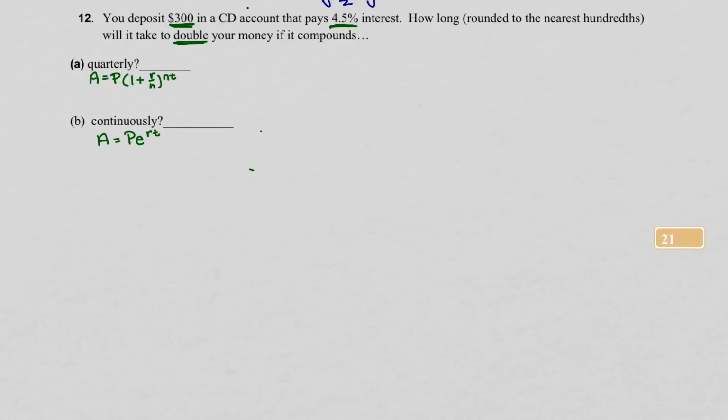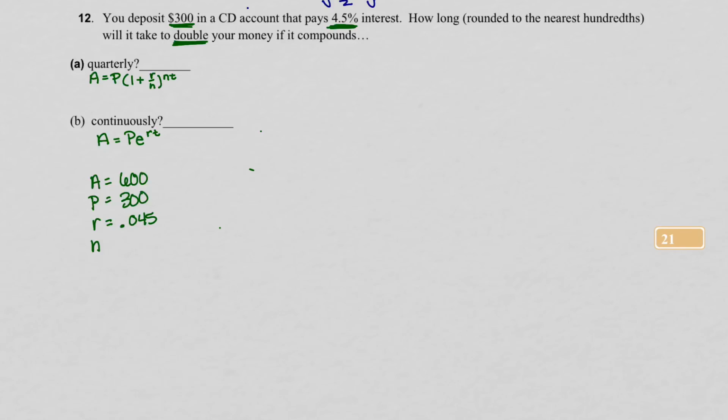Okay, so let's see what information we have. Well, we know the amount that we want to end up with is doubling our money. So 300 doubled is 600. And the principal that we start with is 300. The rate, it says, is 4.5%. So if I move the decimal over 2 places, I will have 0.045.